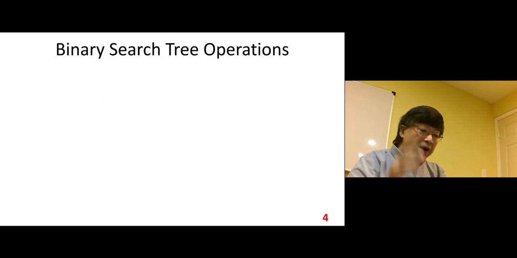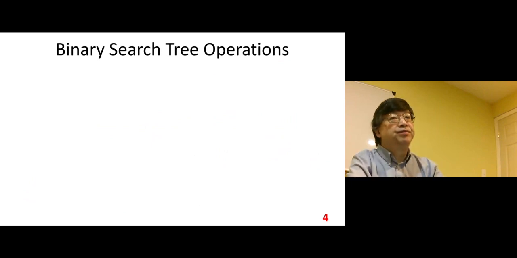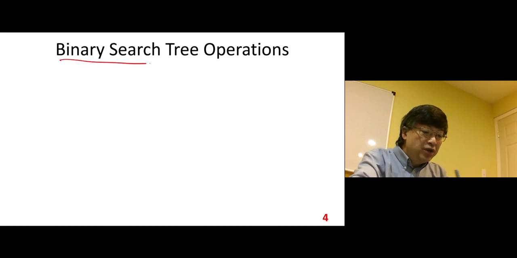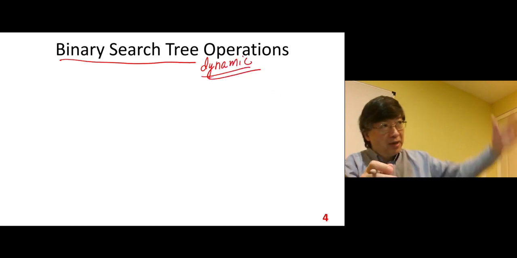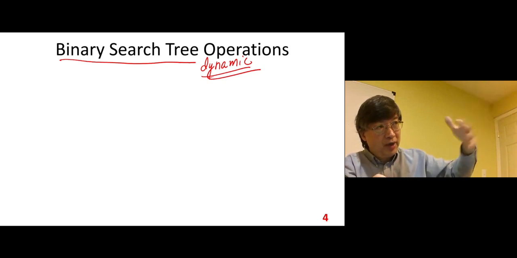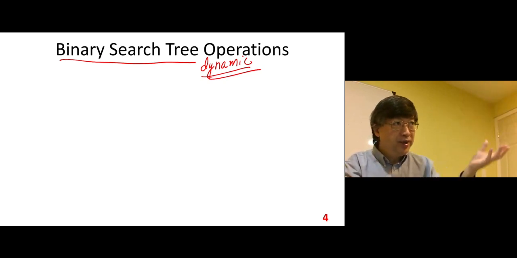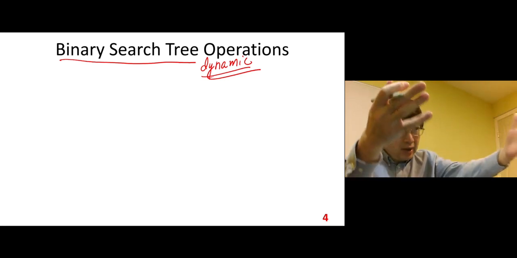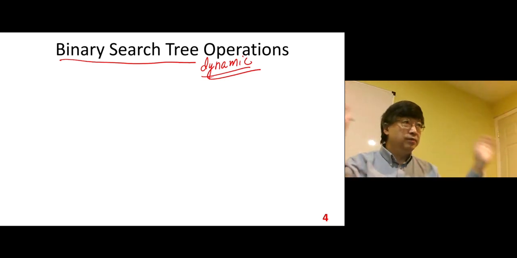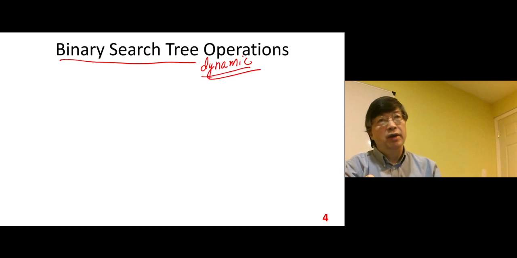All right. Binary search tree operations. Now we need to do operations because we need to modify. Remember, we will use a binary search tree to store dynamic data. That means the data comes in and goes out frequently, so we need to maintain all different operations when data comes in or gets removed or deleted. We need to have all the basic operations.